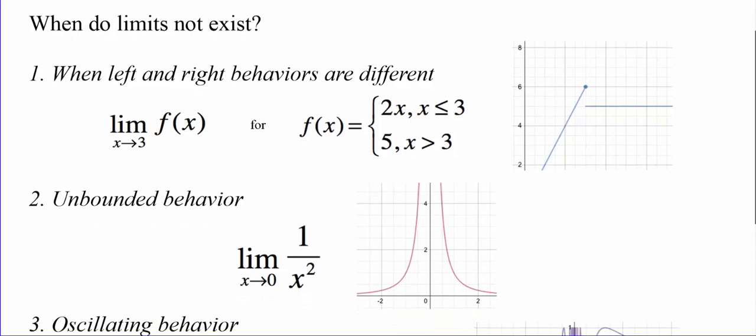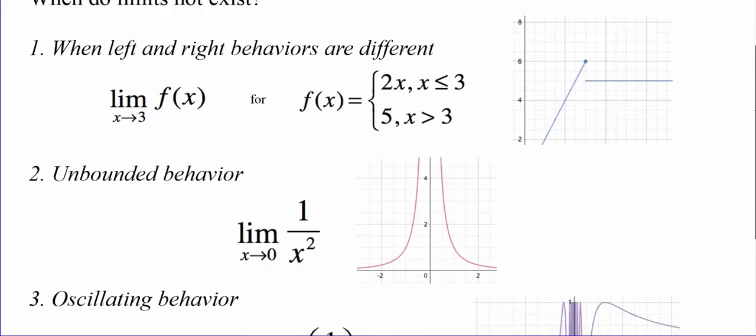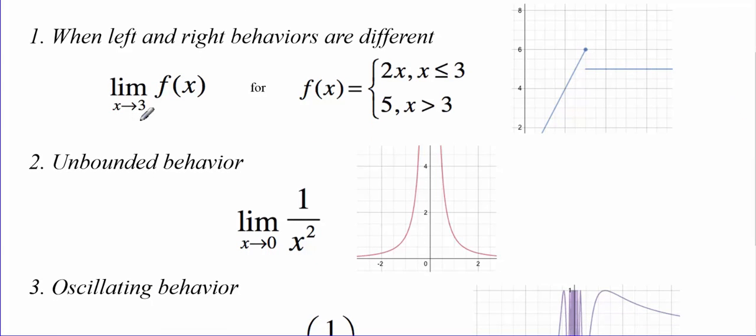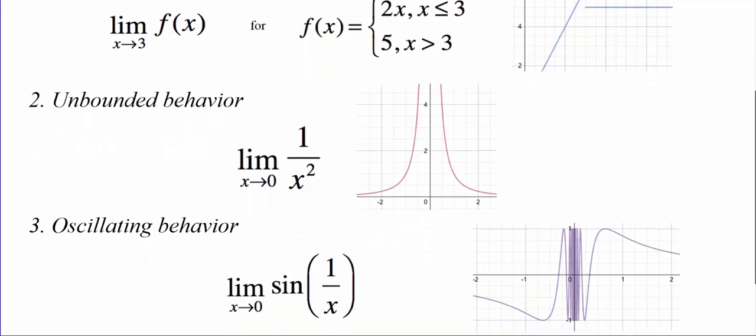So the first one is when left and right behaviors are different. In other words, the graph approaches a different place on the left than it does on the right. You can see the graph here, x equals 3. We'd be right here, and from the left, this graph approaches 6. From the right, it approaches 5. They're not going to the same place. Therefore, we have no limit of f of x as x approaches 3. So the limit does not exist there.